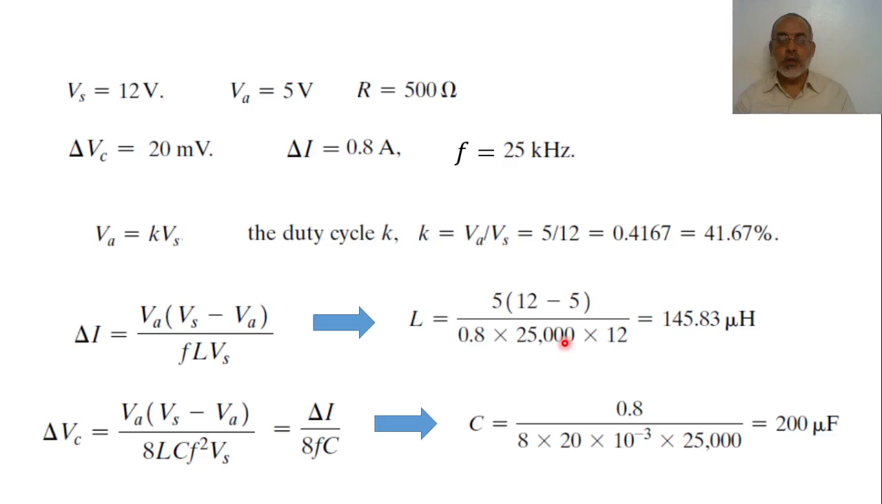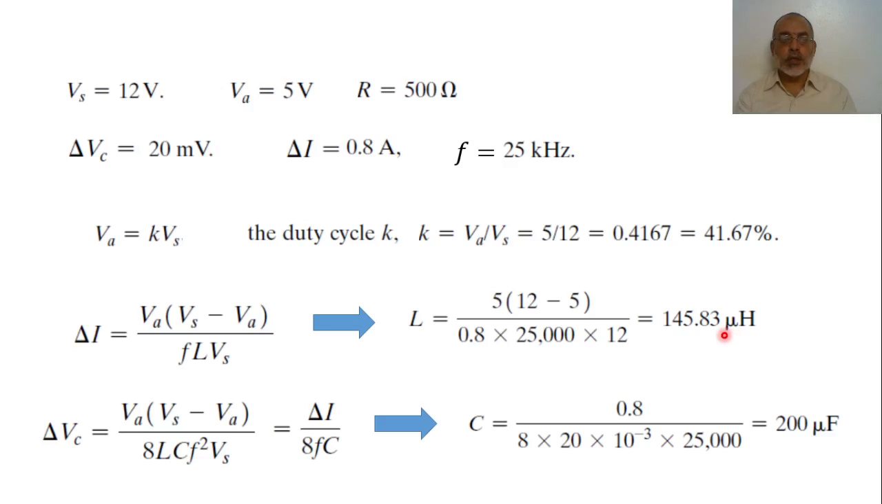25,000 multiplied by Vs 12. By calculating this, we can obtain the value of the inductance which corresponds to this ripple current delta I. So the value of the inductance in this case is 145.83 microhenry.